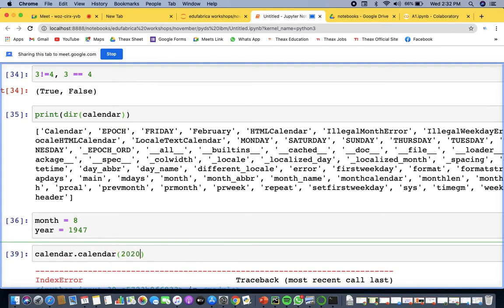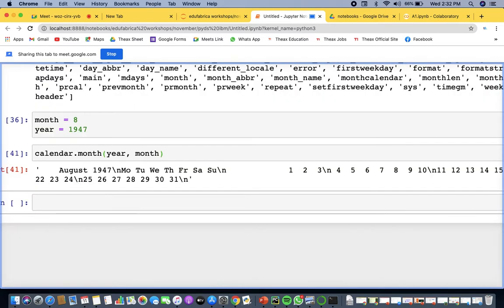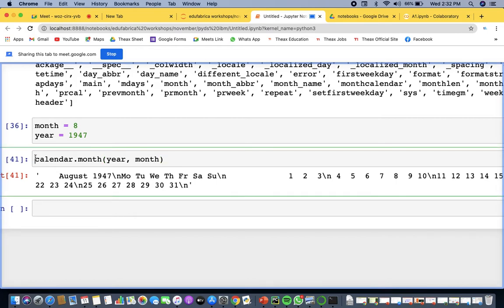Is this module working? Yeah, it's working. Right. Is this so? Yes.